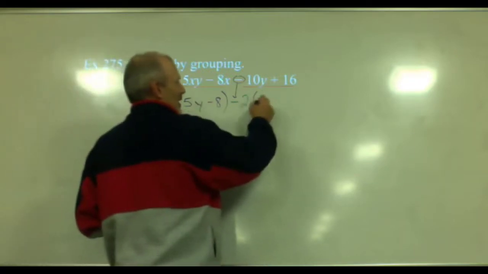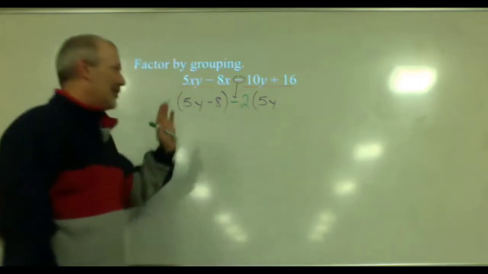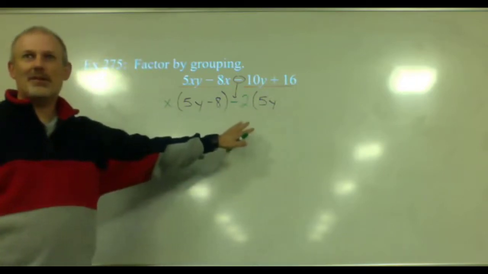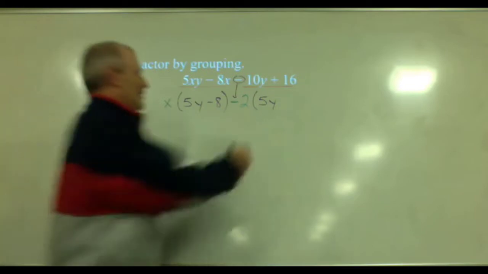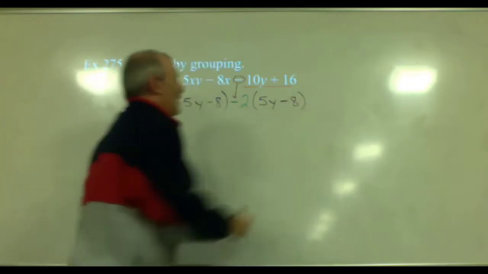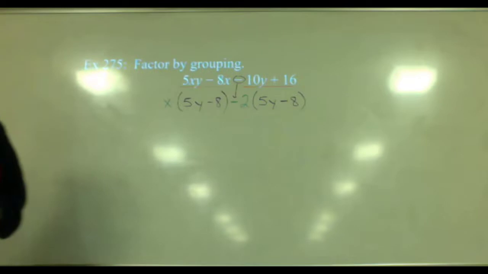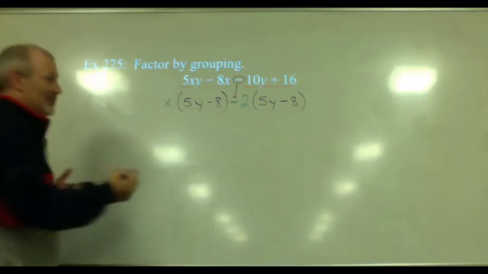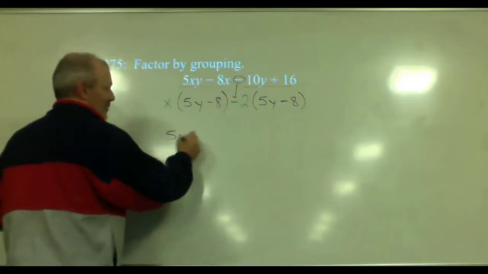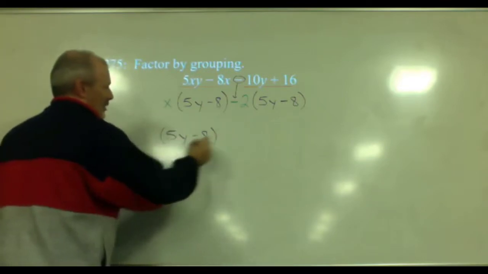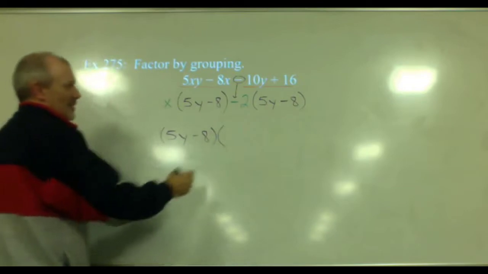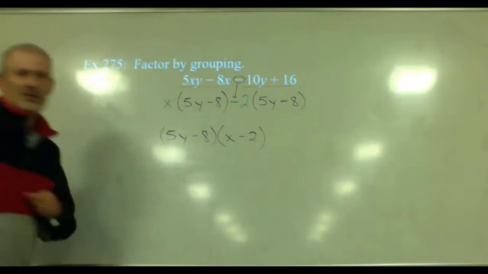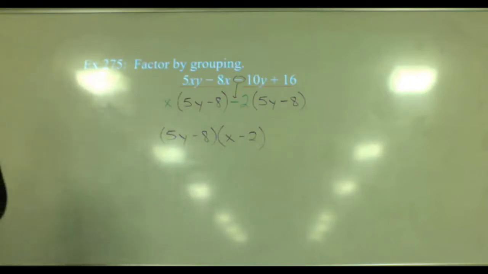So if we've got the -10y dividing out the -2, what's going to be left for that first term? 5y. Now here again, you've got to be careful. The 16, we're dividing out a -2. What will that be? -8. And notice once again what happens here with these purple writings. They're exactly the same. So what can we factor out of each group now? 5y minus 8. What's left in the first group? The x. And what's left in the second group? Minus 2. So those are our factors.